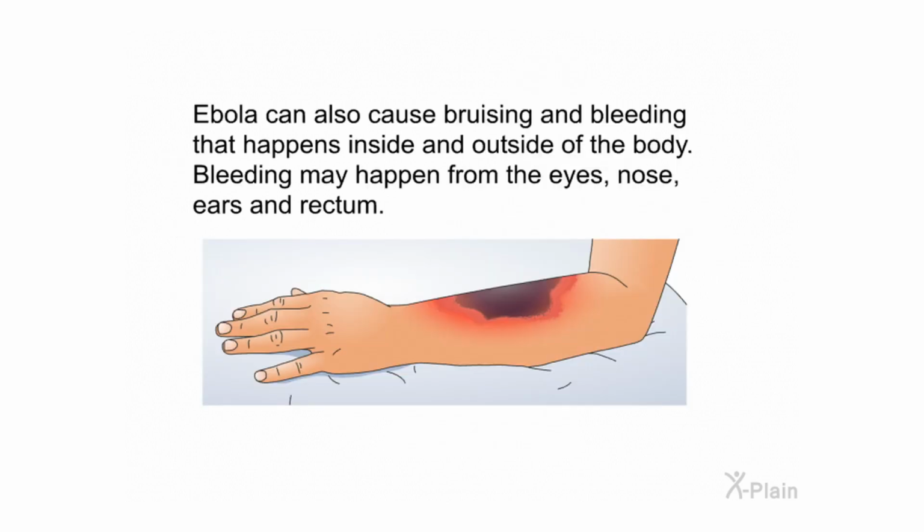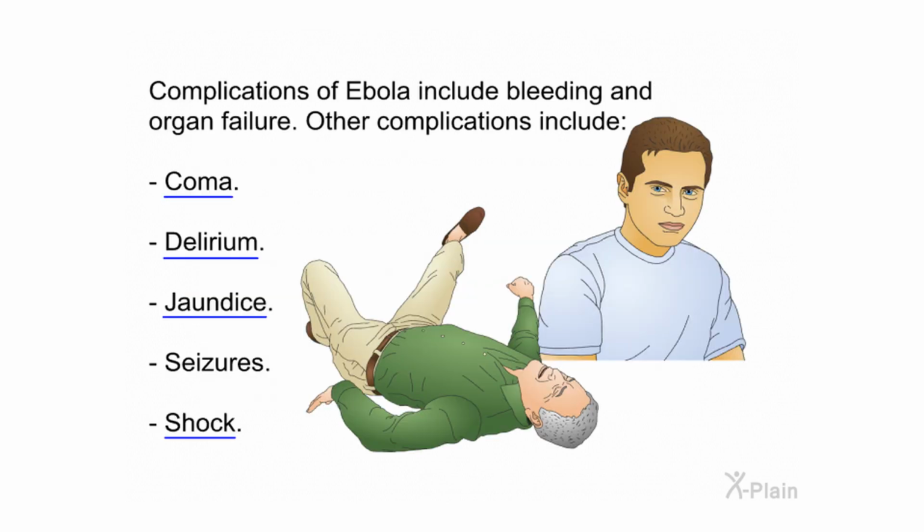Ebola can also cause bruising and bleeding that happens inside and outside of the body. Bleeding may happen from the eyes, nose, ears, and rectum. Complications of Ebola include bleeding and organ failure. Other complications include coma, delirium, jaundice, seizures, shock.